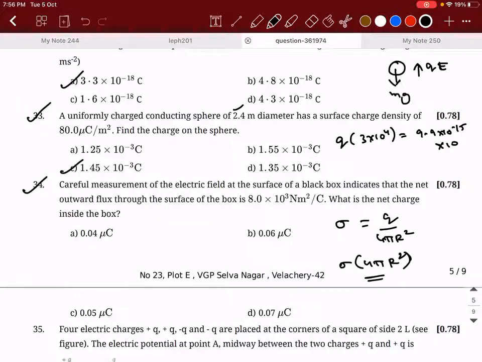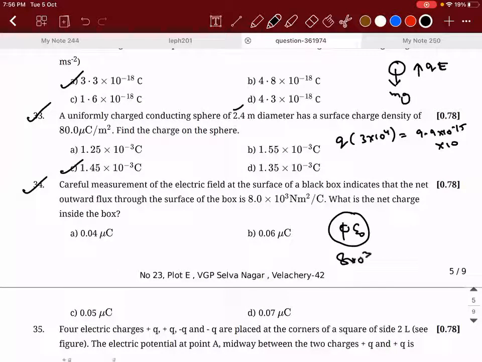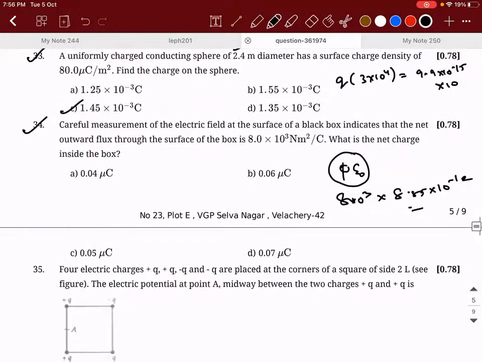34. 34 is also an NCERT problem. Careful measurements of the electric field at the surface of a black box indicate that the net outward flux through the surface of the box is 8 into 10 power 3 newton meter square per coulomb. What is the net charge inside the box? Same logic. Net charge is equal to flux into epsilon naught. What is the flux given? 8 into 10 power 3, into epsilon naught, which is 8.85 into 10 power minus 12. So 8 into 8.85 will give you 6 point something. So this should be the answer.